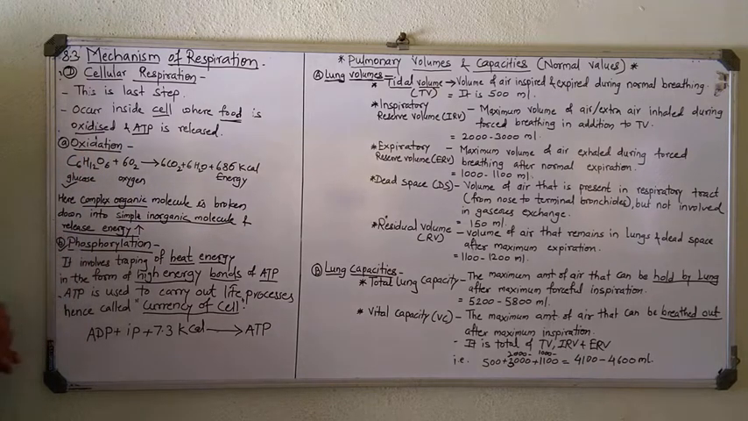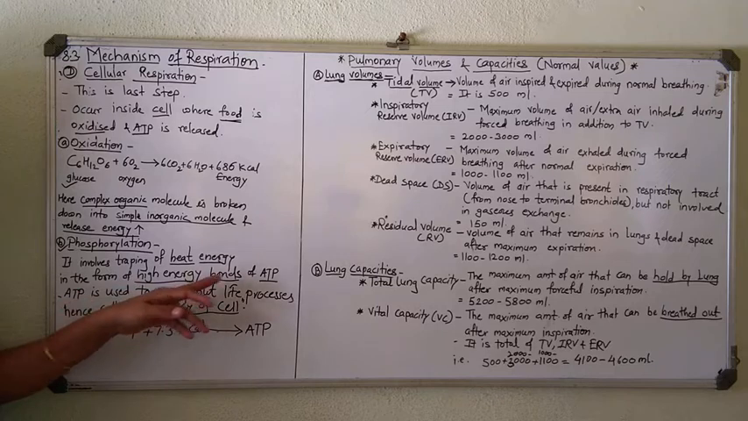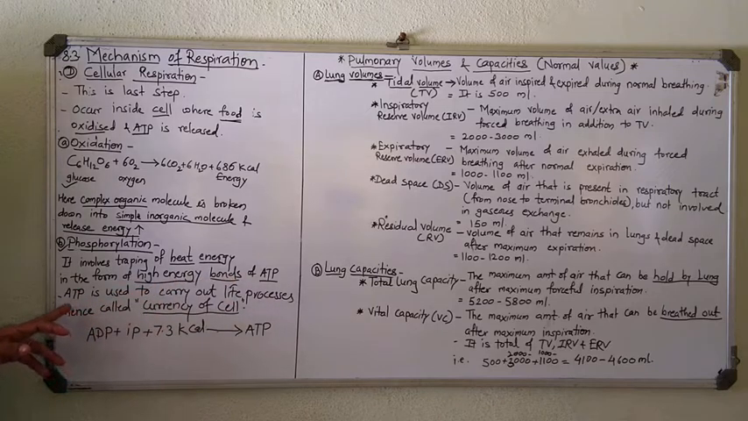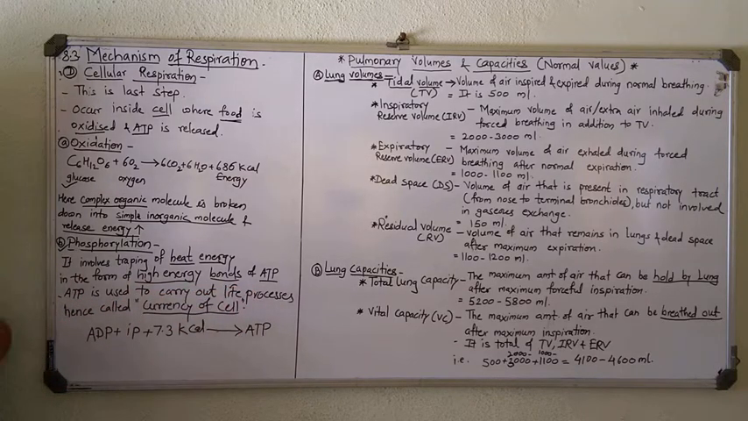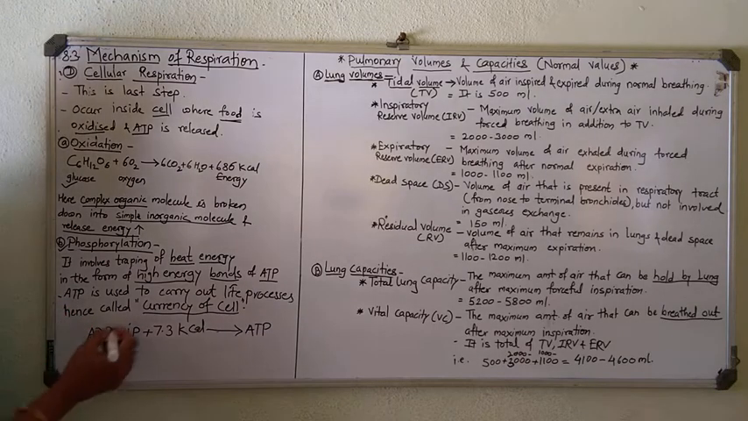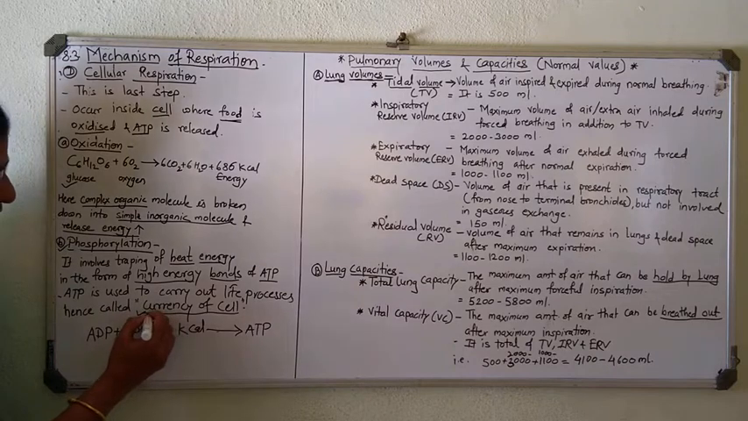The second step is phosphorylation in cellular respiration, at tissue level or cell level. It involves trapping of heat energy in the form of high energy bonds of ATP. And now you know ATP is used to carry out different life processes like digestion, excretion, nervous coordination, hormonal coordination, reproduction and so on, circulation. Hence it is called the currency of cell.